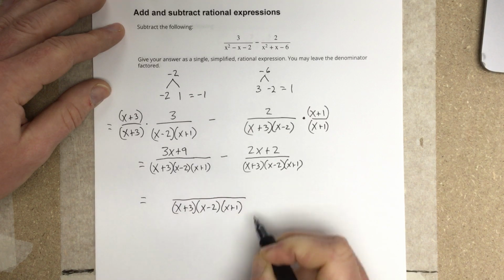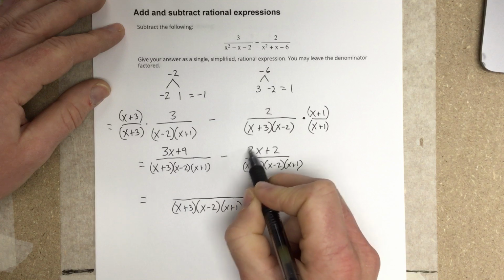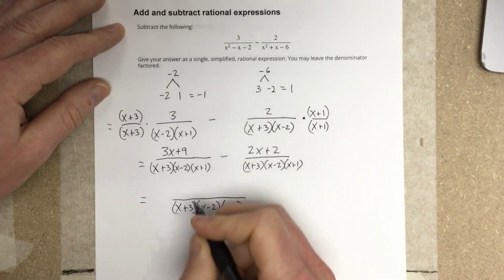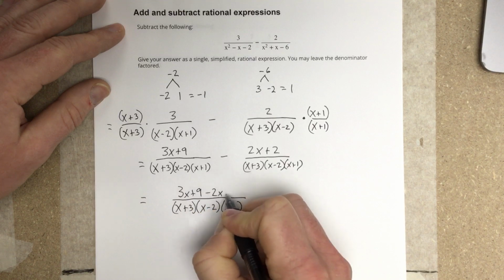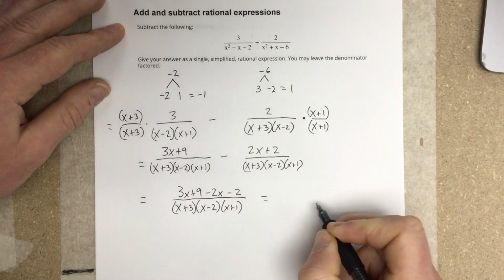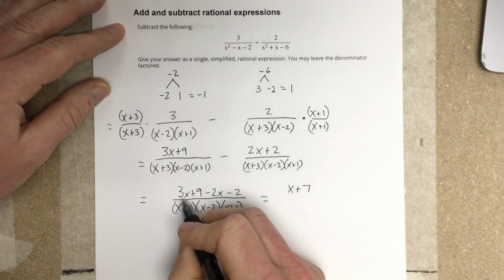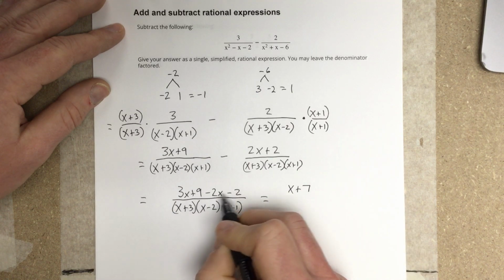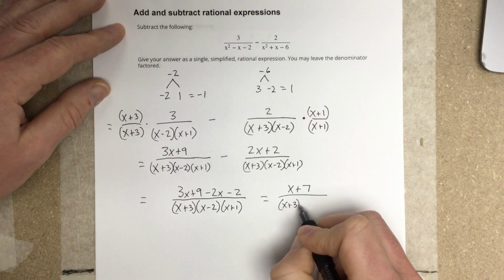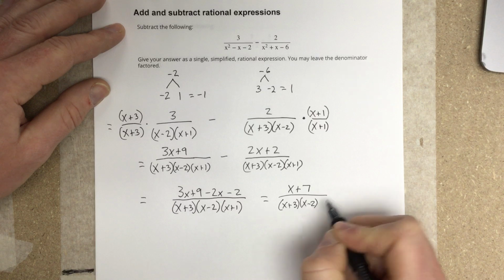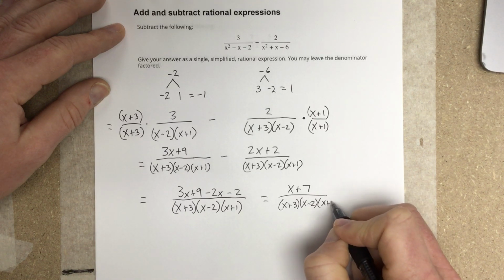Now the numerator, I need to distribute that negative to each term. You do not forget to do this. A lot of people just do it to the first term. You have to do it to both terms. So I have 3x plus 9 minus 2x minus 2. Combine some like terms. I get x plus 7 on top. Right? 3x minus 2x is x. 9 minus 2 is 7. Over x plus 3, x minus 2, x plus 1.